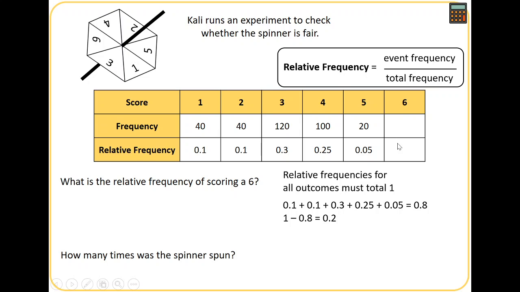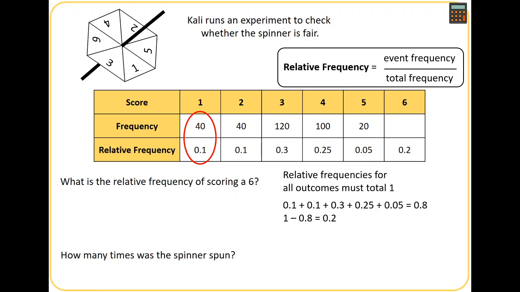The relative frequency that goes in the 6 is whatever we're going to add to 0.8 to make up to a whole one. So if you do 1 take away 0.8, you get 0.2 as the relative frequency. So we're working it backwards now to work out that frequency. We're trying to use this formula that we've already got here. We know the relative frequency. We don't know the event frequency or the total frequency, okay? So we've got to look at the relationship between them, okay?